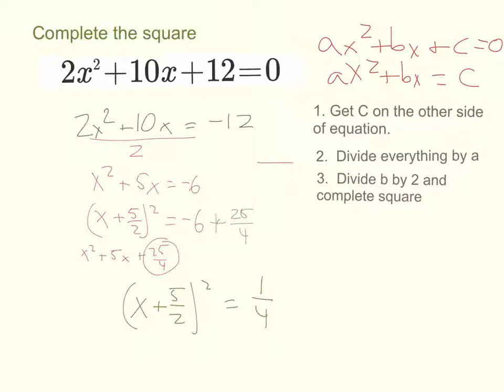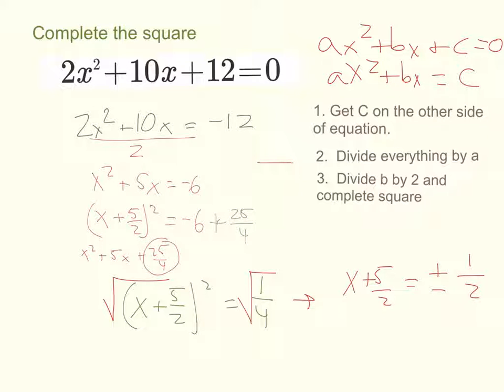Looking at this, this looks exactly like a solving using the square root method problem. So we're just going to take the square root of both sides, and when you take the square root of 1/4, remember you're going to end up with a plus or minus answer. So that's going to give us x plus 5 halves equals plus or minus the square root of 1/4, which is 1/2. And now we can just solve for x.